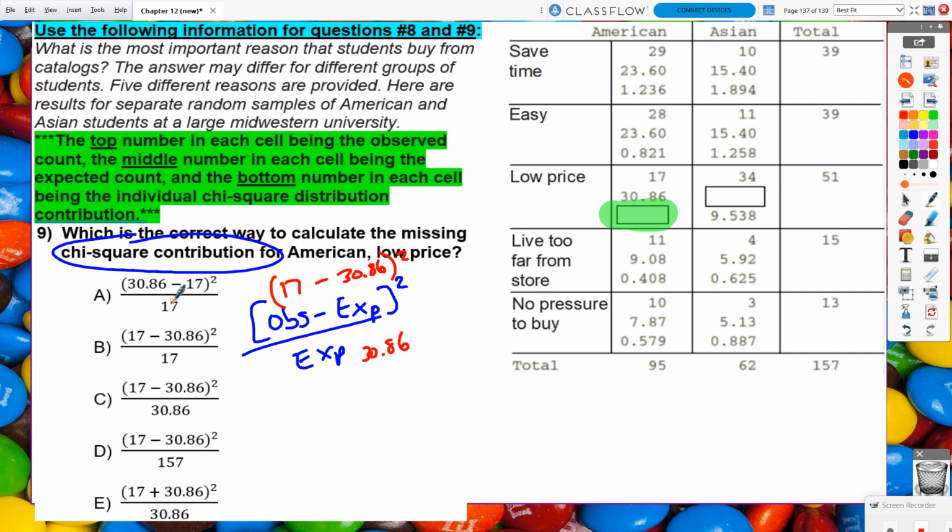Well, A is doing expected minus observed squared divided by observed. So it's got everything flip-flopped around. B is looking really good up top in the numerator, but they divided by the observed instead of the expected. Then answer choice C, we finally get an exact match. For D, they're dividing by the grand total instead of the expected count. And E was almost a good match, but notice the plus instead of the minus. So it did not work. So 9 was answer choice C.